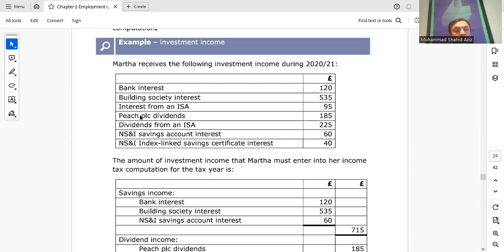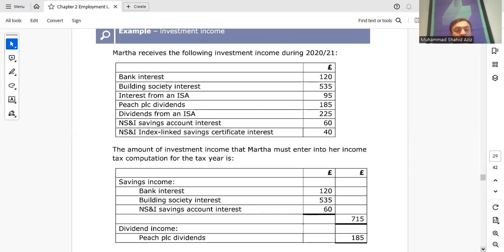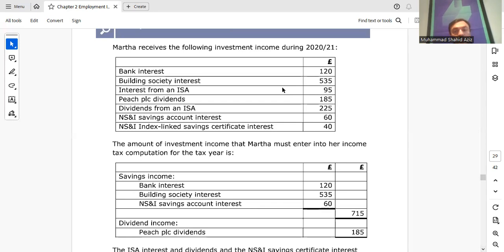ISA dividend is 185 pounds, it will go under the dividend section. And dividend from an ISA, again, it is not taxable, 225. National savings account interest, yes, it is taxable, so it will go under savings income. Index-linked savings certificate interest is exempt.